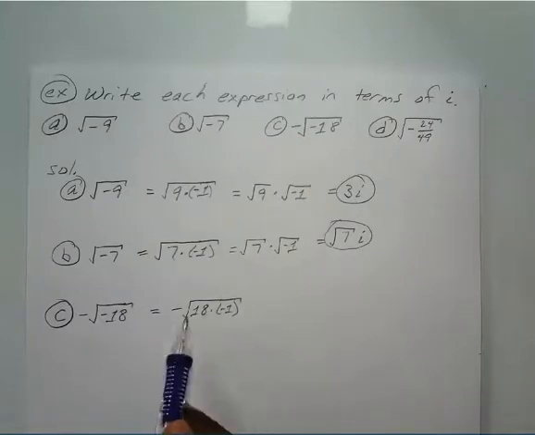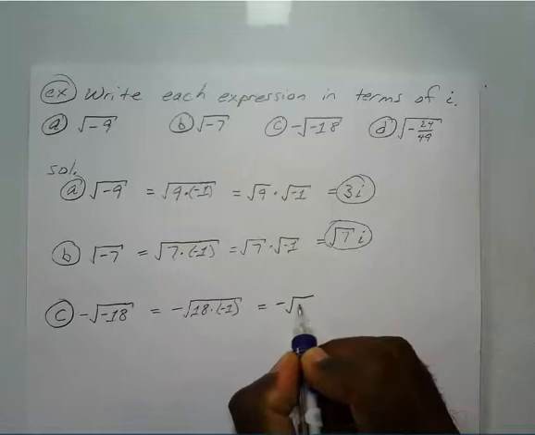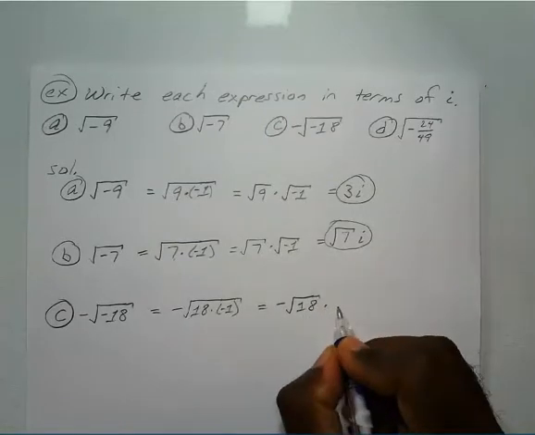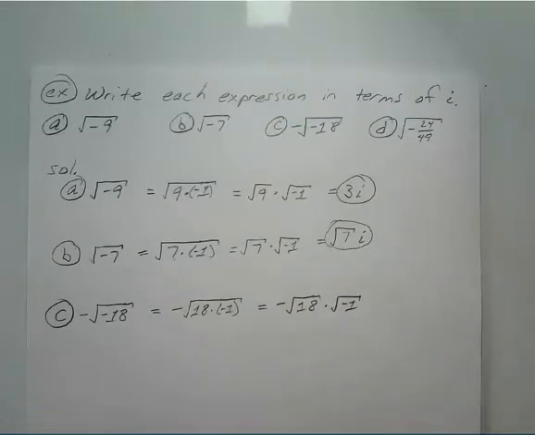Okay, and just like before, we're going to go ahead and separate it. So that's equal to negative square root of 18 times square root of -1. Okay, so remember that negative in front is just like multiplying it times -1. It's just -1 times that. So if you separate, it's still that -1 up in front.